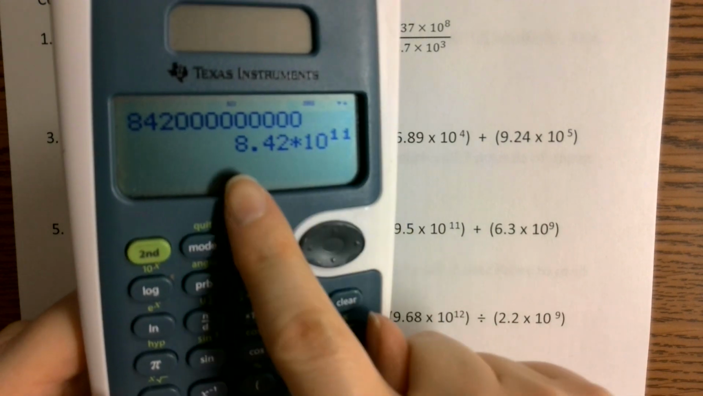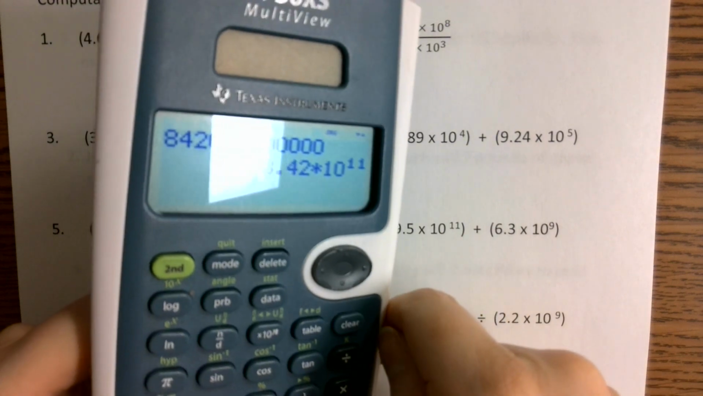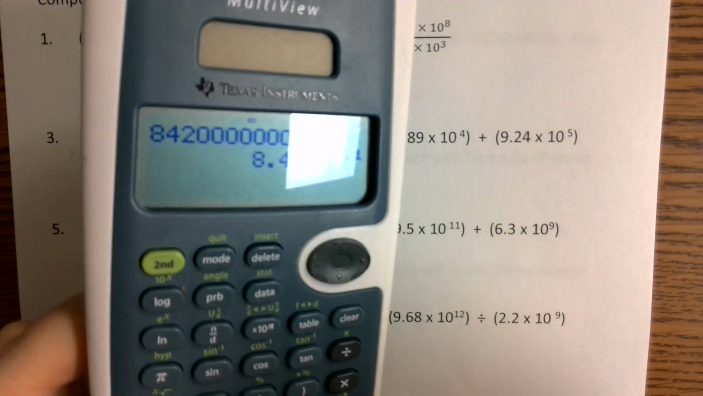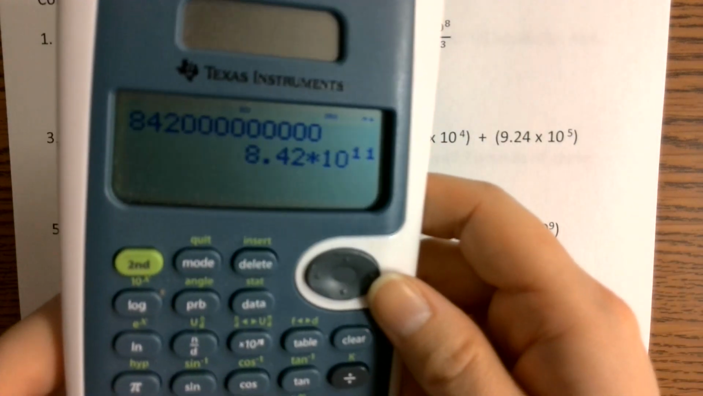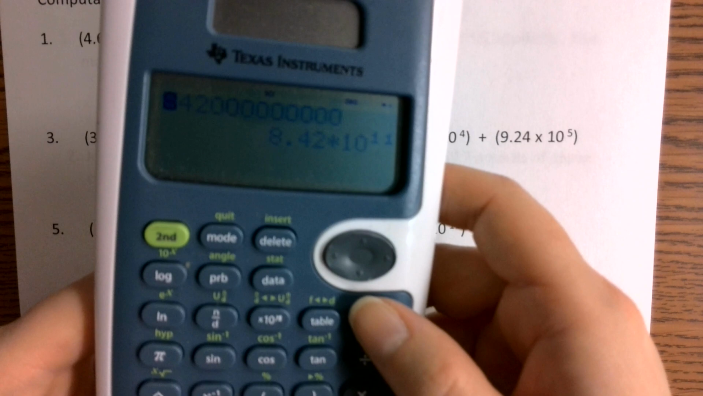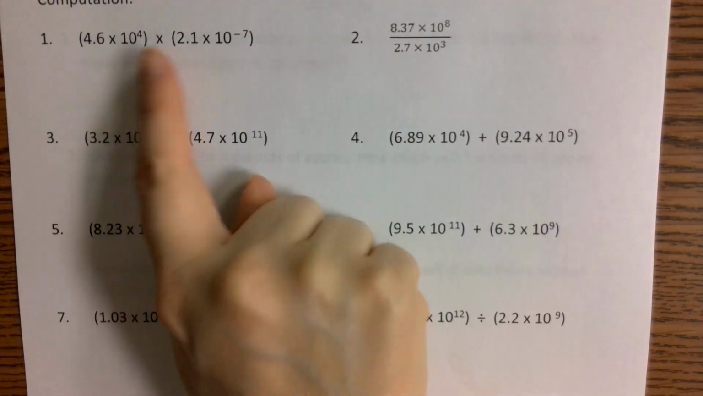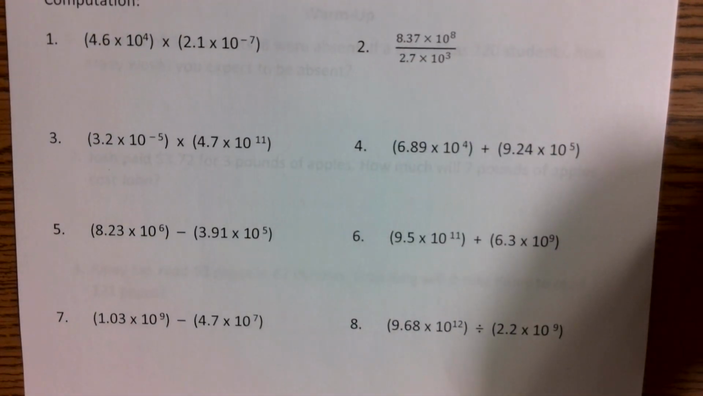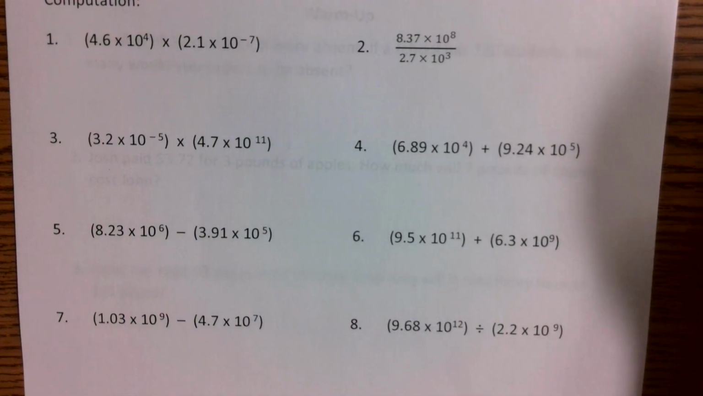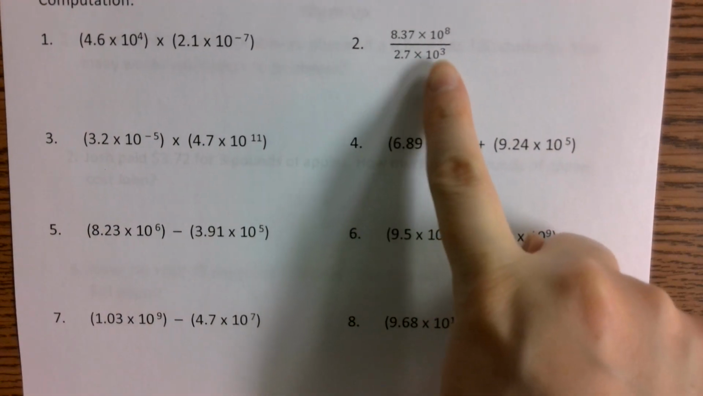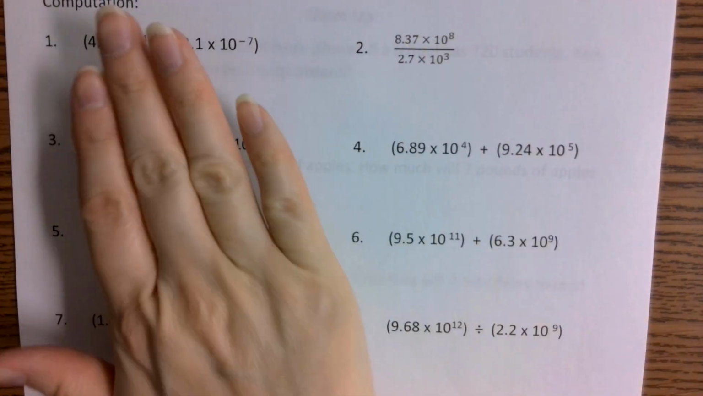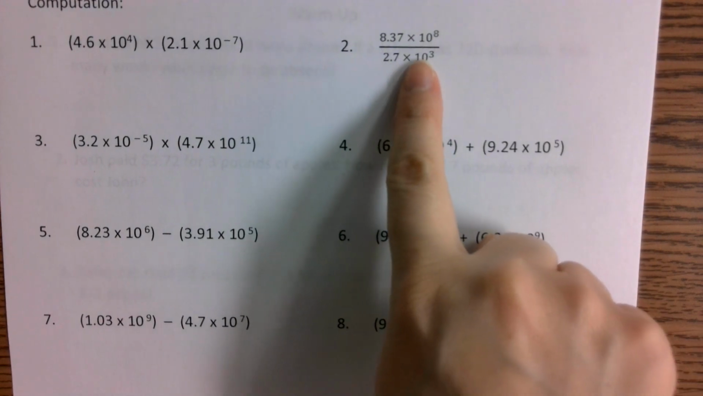Okay? So you get 8.42 times 10 to the 11th power. It's going to go ahead and tell you what it is. If it gives you the correct answer, then that means you're in scientific notation mode. And then all you have to do when you're actually working through these problems is type them exactly as you see them. I implore you, it is very important that you use parentheses or type it exactly as you see, especially when it comes to division. Okay, so we're going to skip number 1 for right now. I want you guys to go to number 2.